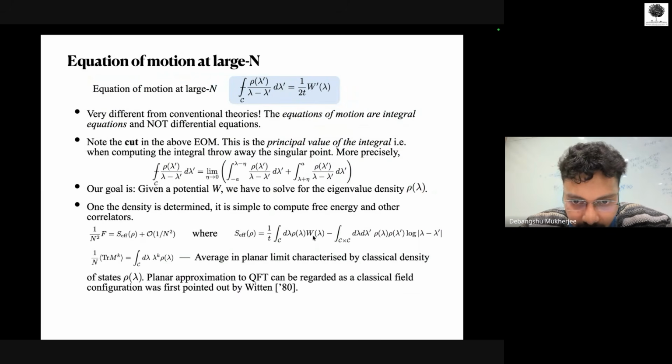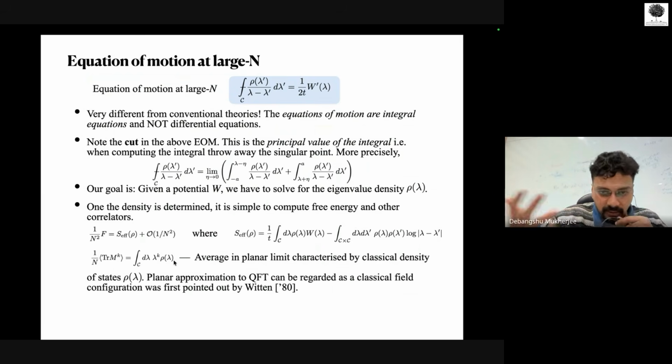So you can also derive it directly from here. So one is, of course, as I was saying, the free energy, and the expectation value of general powers becomes simple moments with respect to this density functional.